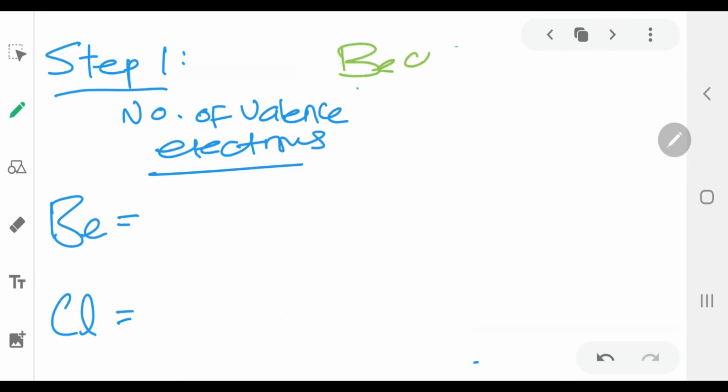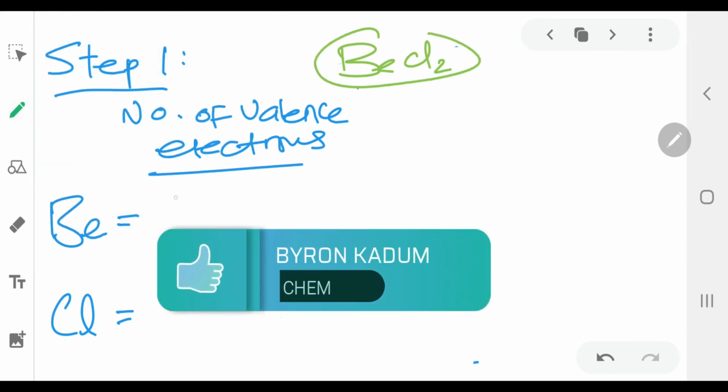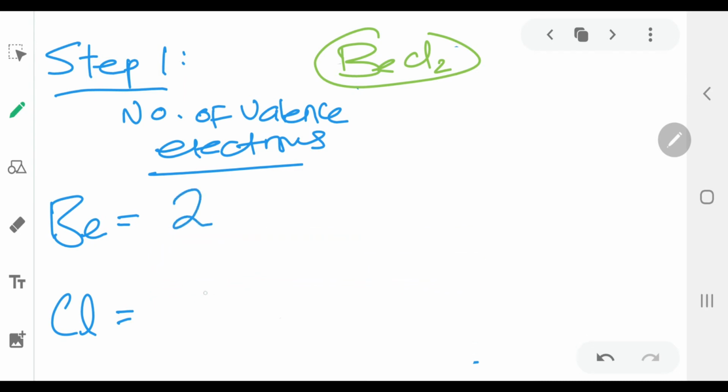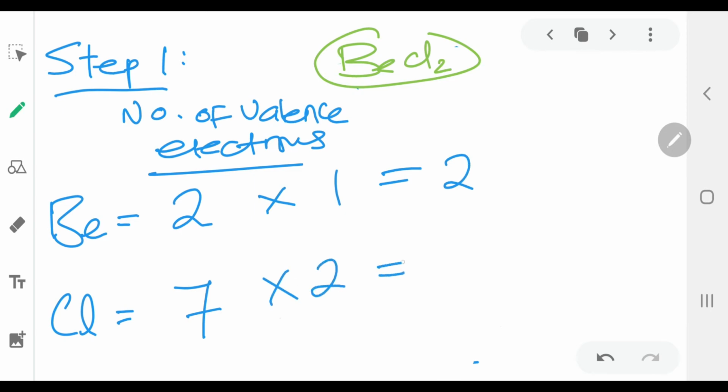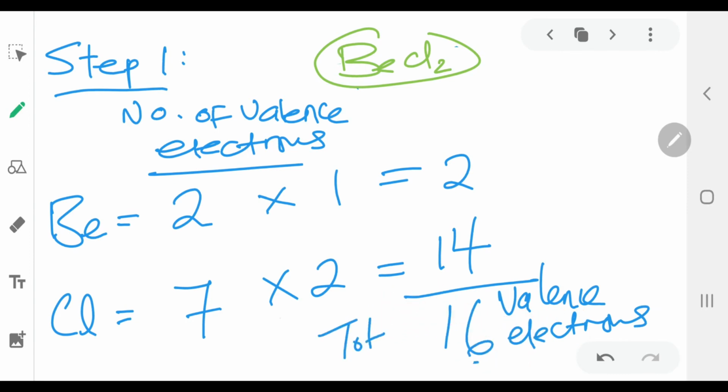So beryllium chloride: beryllium has 2 valence electrons. Chlorine atoms have 7 valence electrons. So times 1, you have 2, times 2 over here, you have 14. So therefore, you have 16 valence electrons in total. Okay, so by doing this, you get 1 mark.